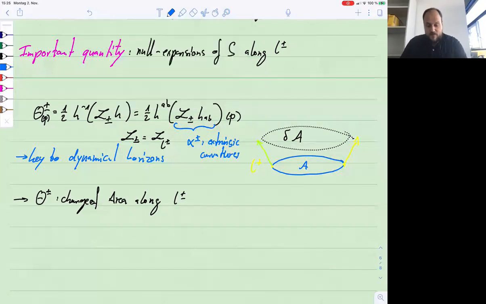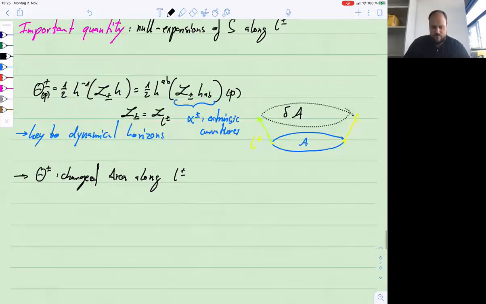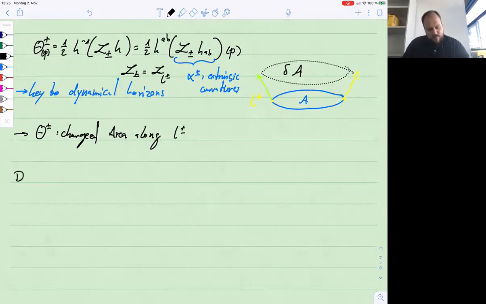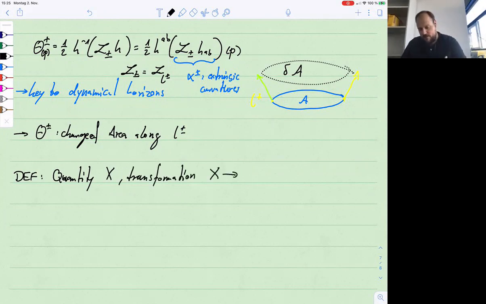But first, we need to understand how we can construct the horizon out of this, and also invariant quantities. Let's start with invariant quantities, and we define the weight. So we have a quantity x, and this x transforms under a coordinate transformation such that x goes like theta again, with some power. This is not a linear derivative, this is some theta v x.